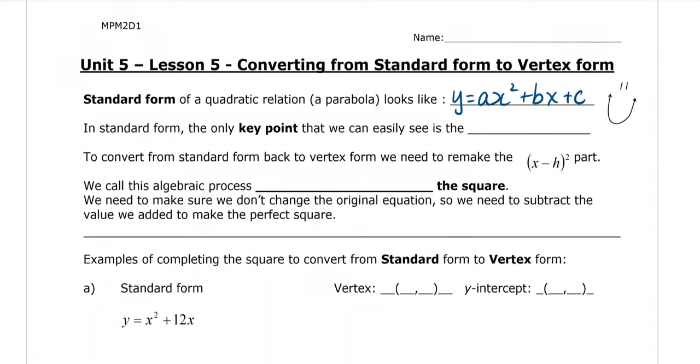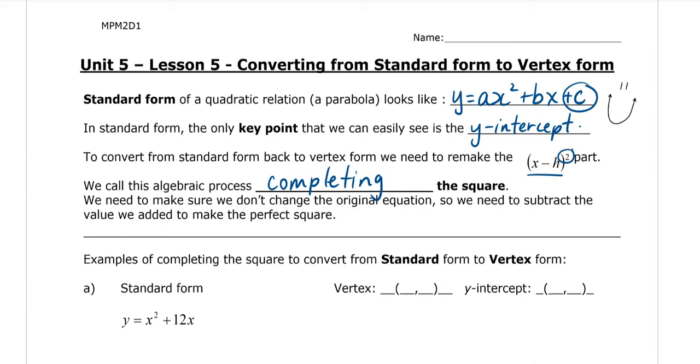In standard form, the only key point that we can easily see is the y-intercept, and that's the c value that you see here. To convert from standard form back to vertex form, we need to remake that x minus h squared part. We call this algebraic process completing the square. We need to make sure we don't change the original equation, so we need to subtract the value we add to make the perfect square.